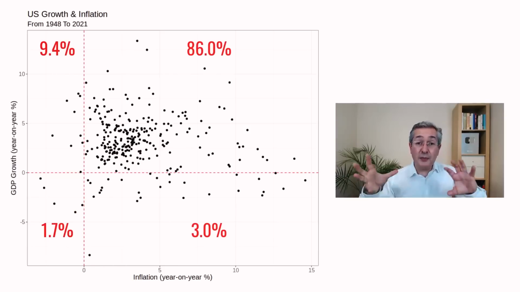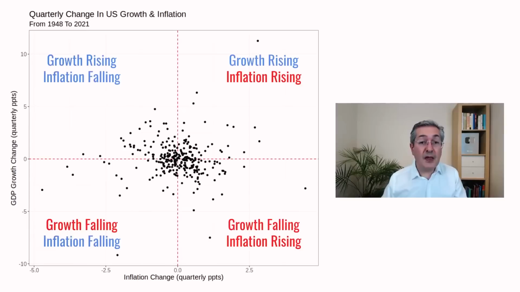If we want to make things more even, what we can do is look at the change in inflation and the change in GDP growth. And that's what you can see beside me here. Notice that now you've got a roughly equal amount of time spent in each of those four sectors. However, what you often find is that the economy doesn't move smoothly round in a clock. It actually jumps around between these four quadrants.